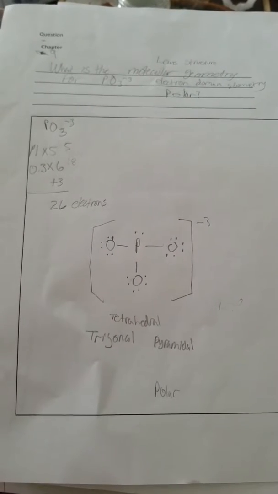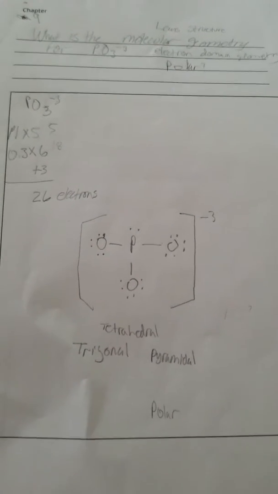So this is my chapter 9 problem. What is the Lewis structure, molecular geometry, electron domain geometry, and the polarity for a phosphite anion with a -3 charge? So first we've got to draw the Lewis structure.